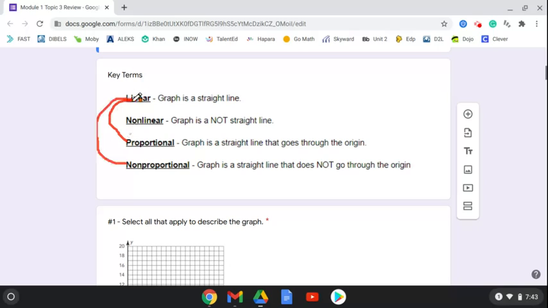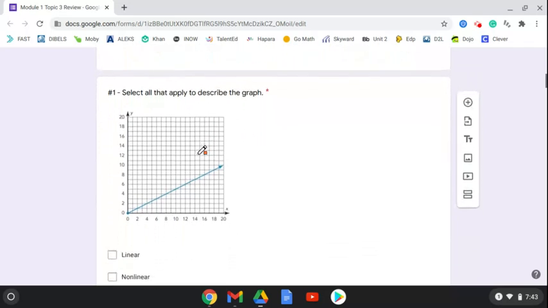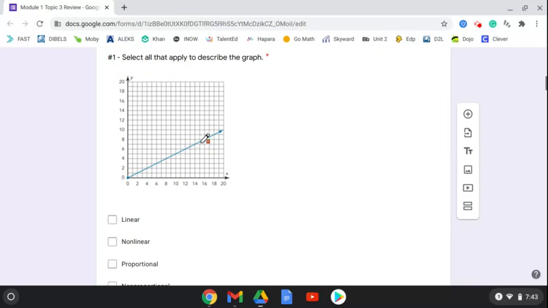If it's a line and it goes through the origin, it's proportional. If it's a straight line and does not go through the origin, it's non-proportional. All right, so in these first three, you're describing the graph. Select all that apply. This one is a straight line, so it's linear, and it goes through the origin. It goes through the point (0, 0). So you're going to check linear, proportional.